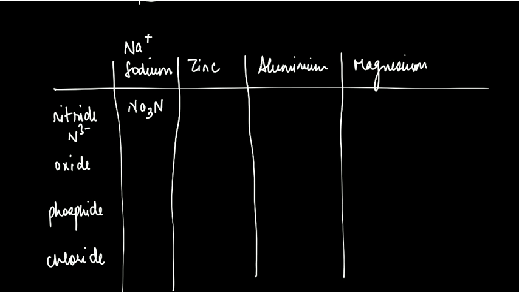Then zinc nitride. Zinc is Zn2 plus, nitride we already know. So this will be Zn3N2. So it's a crisscross. 2 will go at the bottom of nitrogen, 3 will go at the bottom of zinc. So this is zinc nitride. Formula done. And you have to write the names also along with it in order to understand it better.